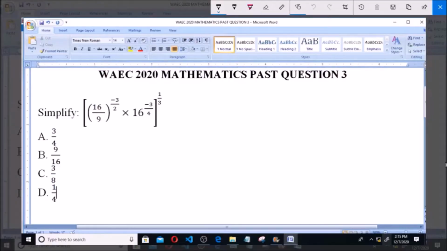Good day and welcome. I'll be answering WAEC 2020 Mathematics Past Question 3. Simplify 16 over 9 raised to the power of minus 3 over 2 multiplied by 16 raised to the power of minus 3 over 4, everything in brackets raised to the power of 1 over 3.